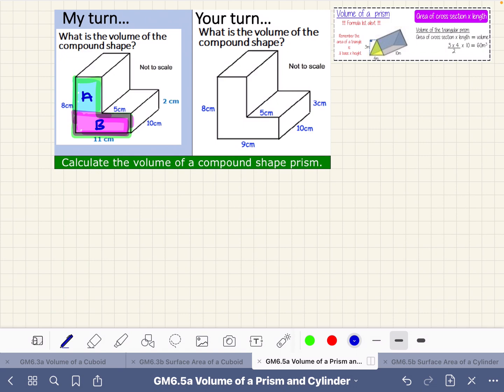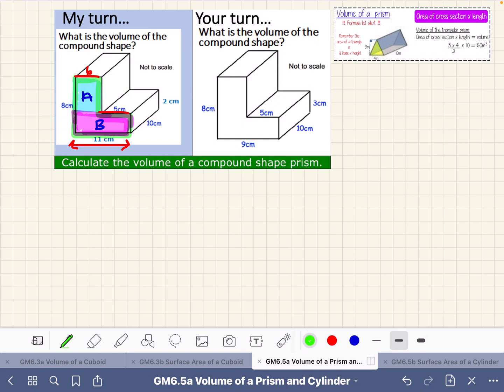Now if we look at the area of A, we can see that we need to calculate this height here because this 8 has been split. We also need to label up the distance there at the top. We can see in our diagram that we have 11 centimetres all the way across there. 5 makes up part of that, with the remainder of the 11 left at the top. So 11, take away the 5, gives us a distance at the top of 6.